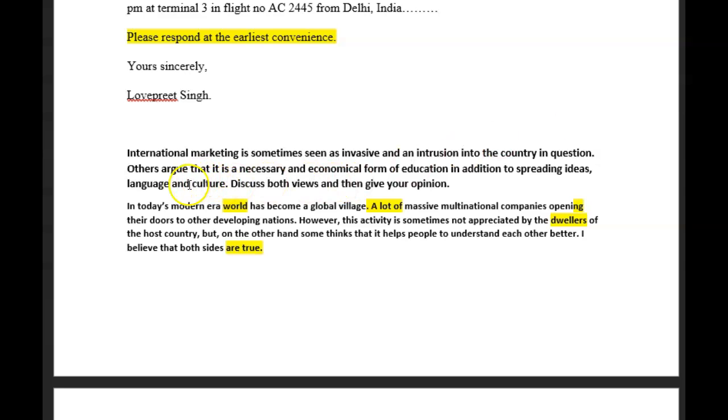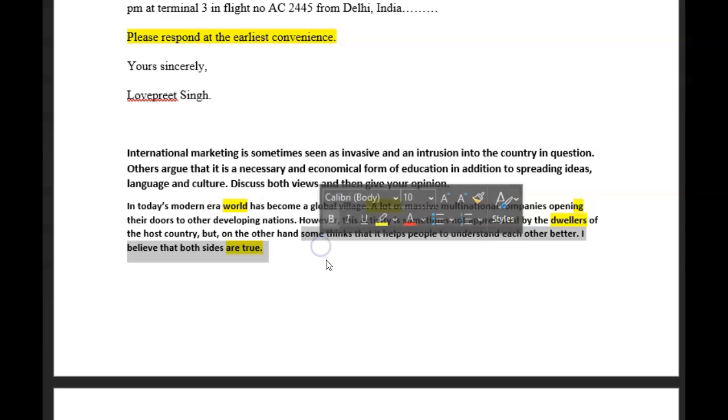So here, international marketing. So yes, you've got, in today's modern era, the world's become a global village. I really like that. I would just put here join this together with many multinational companies opening their doors to other developing nations. Okay. However, yep, this activity is sometimes not appreciated by the inhabitants, residents, citizens, dwellers, doesn't seem right to me, of the host country. But on the other hand, many people, or it can help.